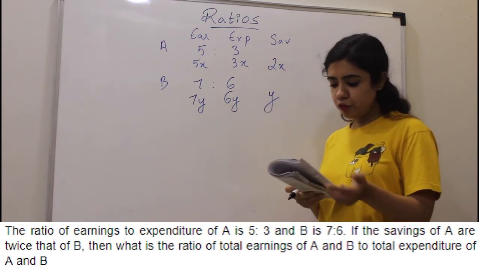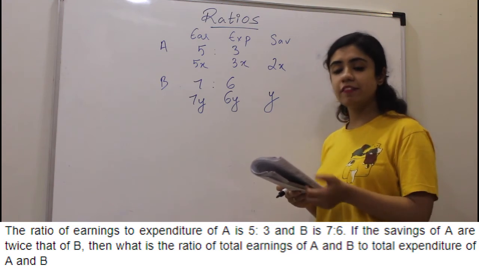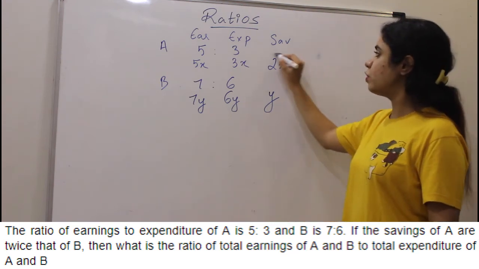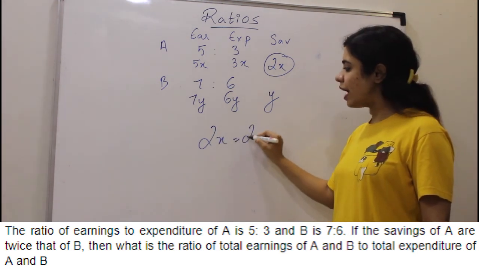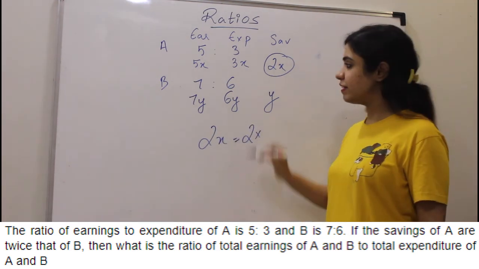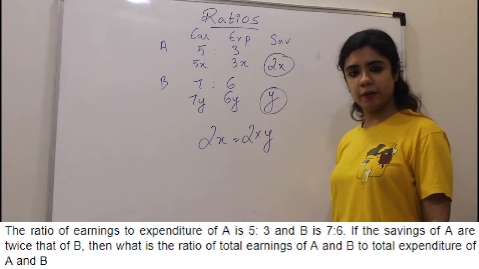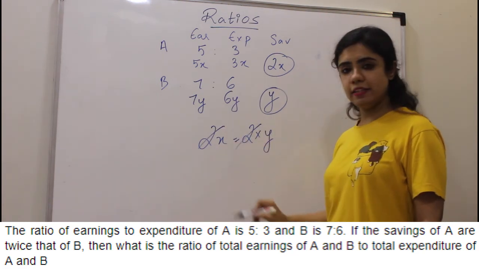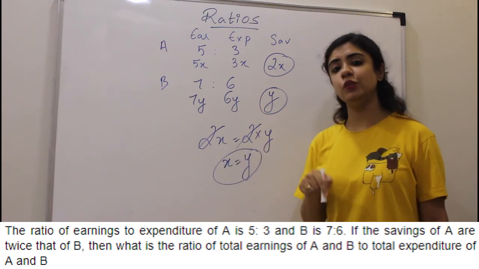Okay? Now further, if the savings of A are twice the savings of B, savings of A are 2x. ठीक है? This is twice the savings of B. Savings of B कितना है? Y है. So this is twice the savings of B. So your 2 gets cancelled. Your x is equal to y. This is the relation you get.